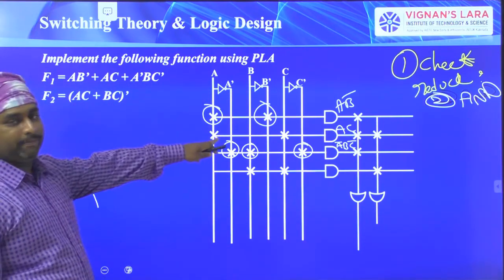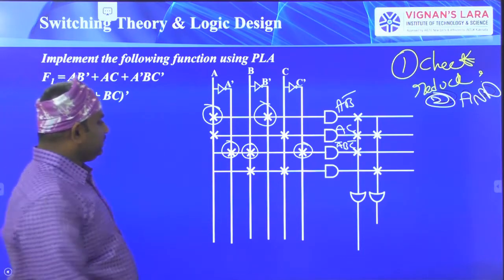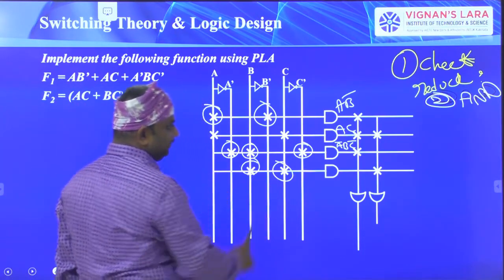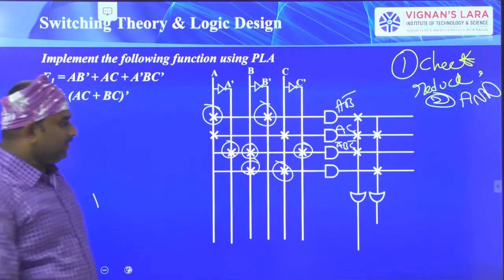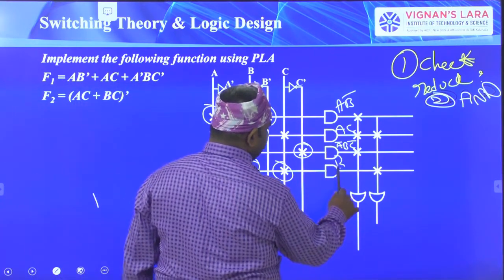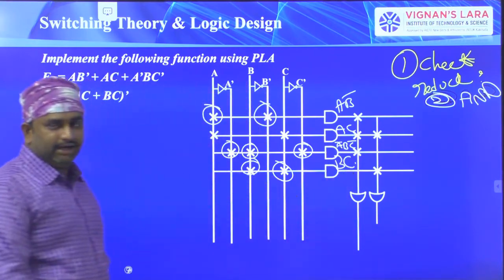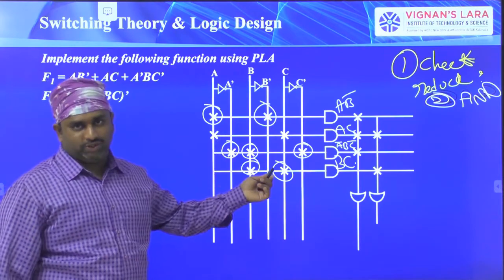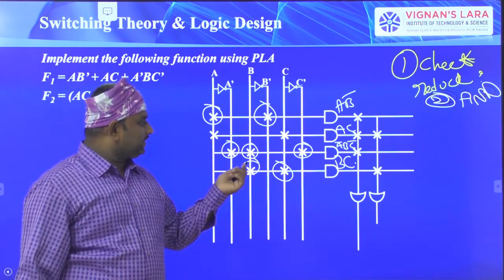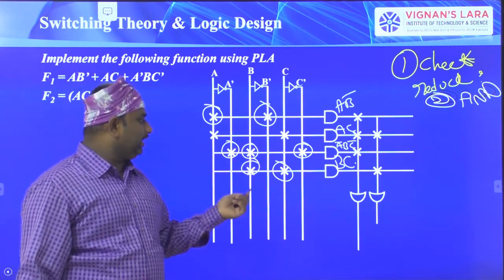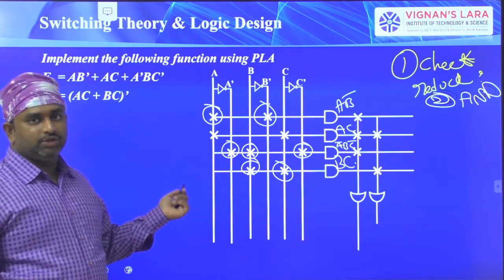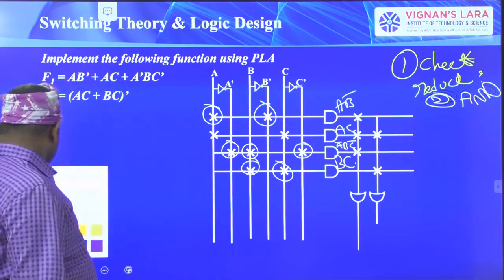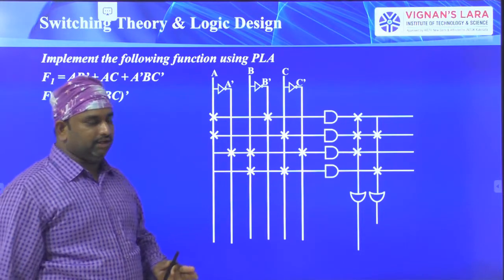AC we have already represented, and B, C. So this is B and this is C. So BC. So the last gate is BC. So these are the AND gates we have taken based on our choice. Sometimes I have taken 2 input AND gates and sometimes I have taken a 3 input AND gate. So all the gates I have taken here.